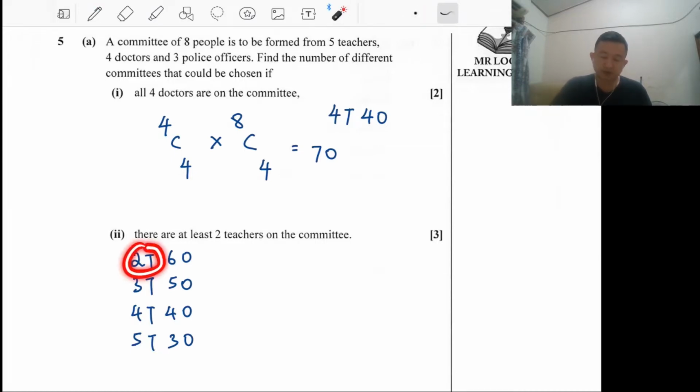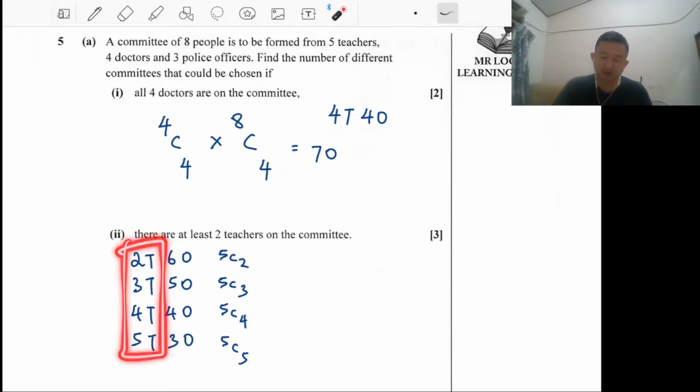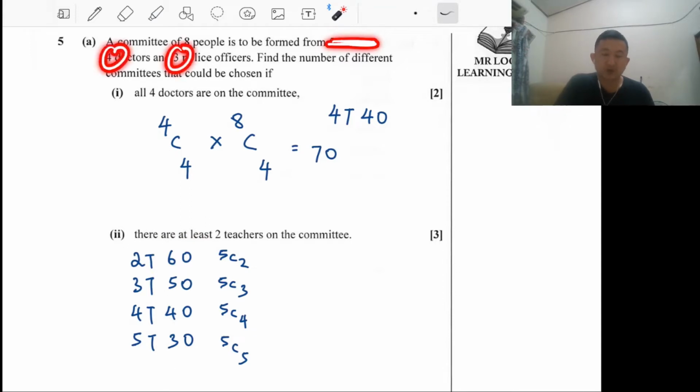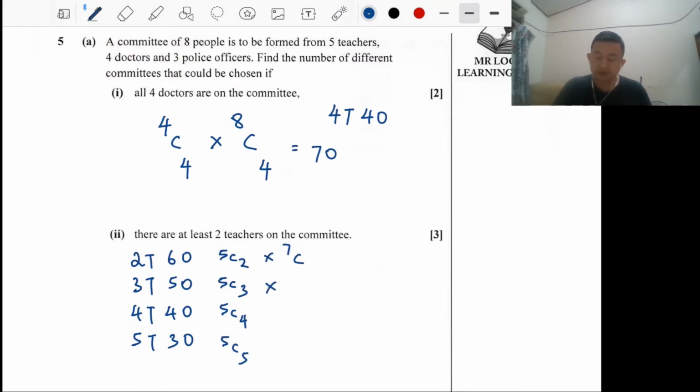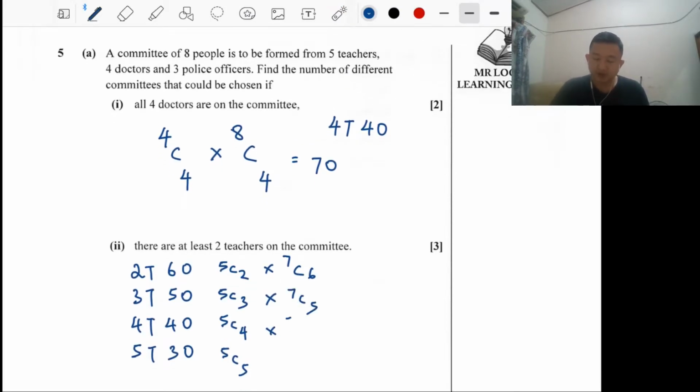Okay, 2 teachers. How do I write this? How many teachers in total? 5 teachers in total, and you need 2. So 5C2, 5C3, 5C4, 5C5. Okay, how many others do we have? Others meaning excluding the teachers. If you exclude the teachers, you have 4 doctors and 3 police, 7 others. So you go for 7C what? You need 6, right? So it is 7C6, 7C5, 7C4, 7C3.